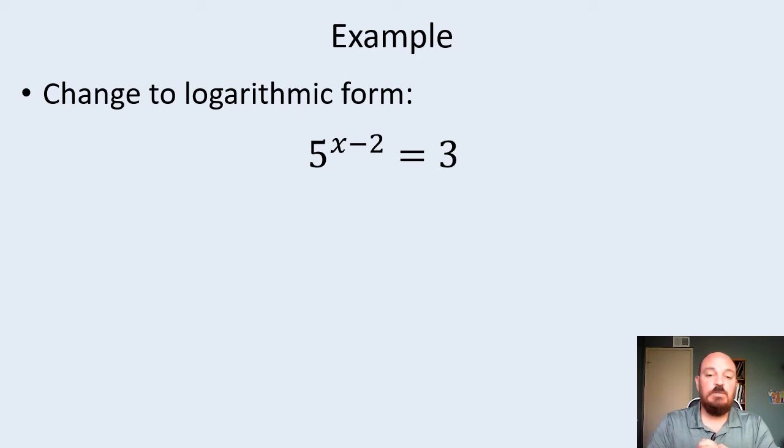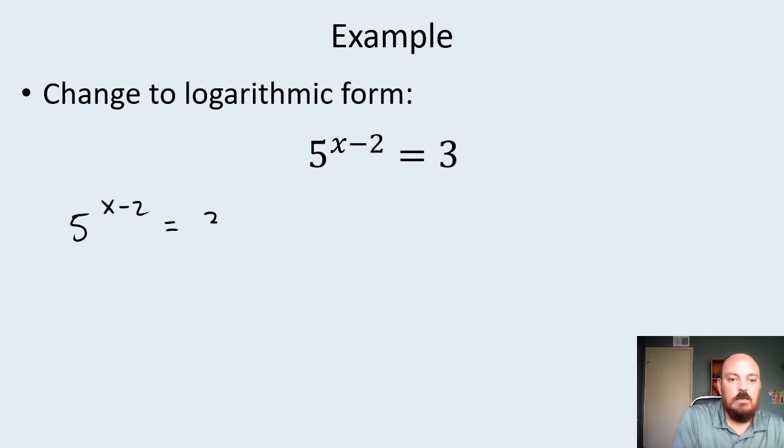Let's start with this exponential equation, 5 to the x minus 2 equals 3, and let's change it to log form. And I'm going to show you two ways to do it. One way is a way a lot of teachers teach it, and it's more of a memorization trick. And then I'm going to show you one based on inverses that we just talked about. So let me show you the one that I think you've probably seen before. I'll recopy the question here: 5 to the x minus 2 equals 3. And I want to change that to a log equation.